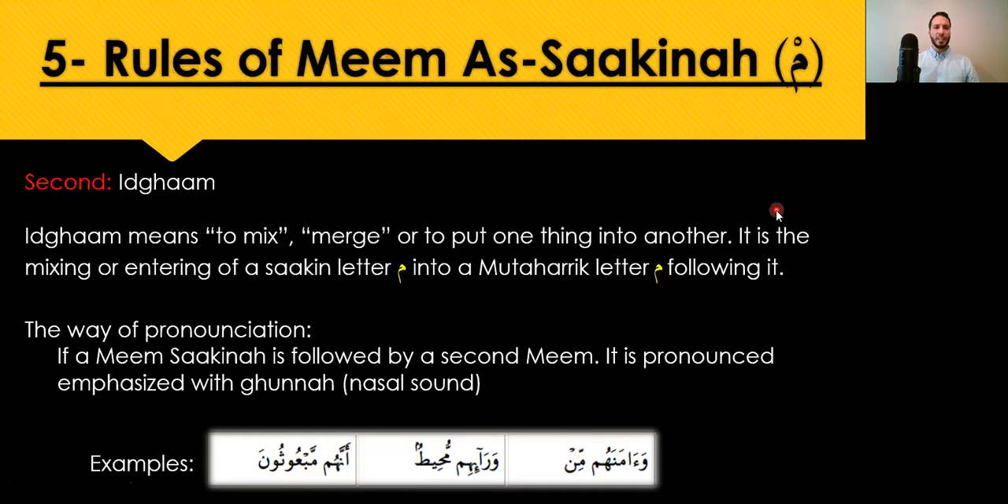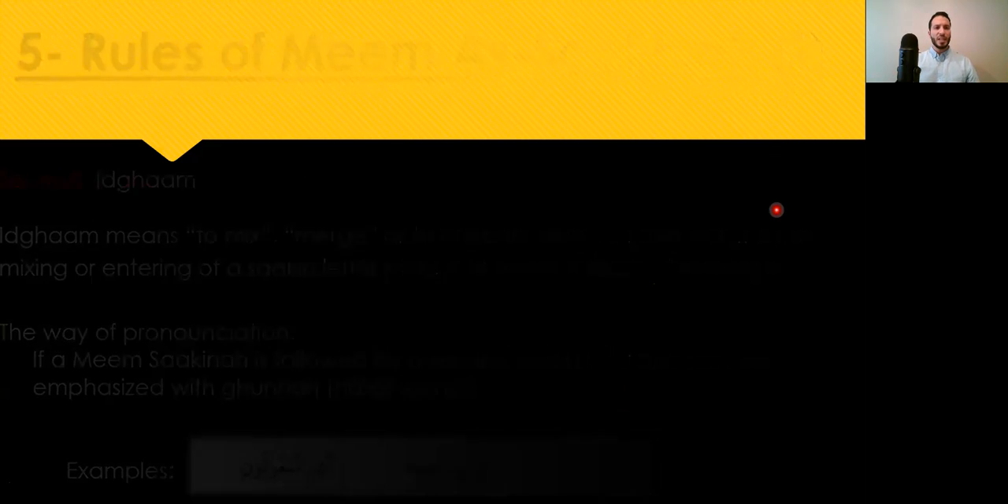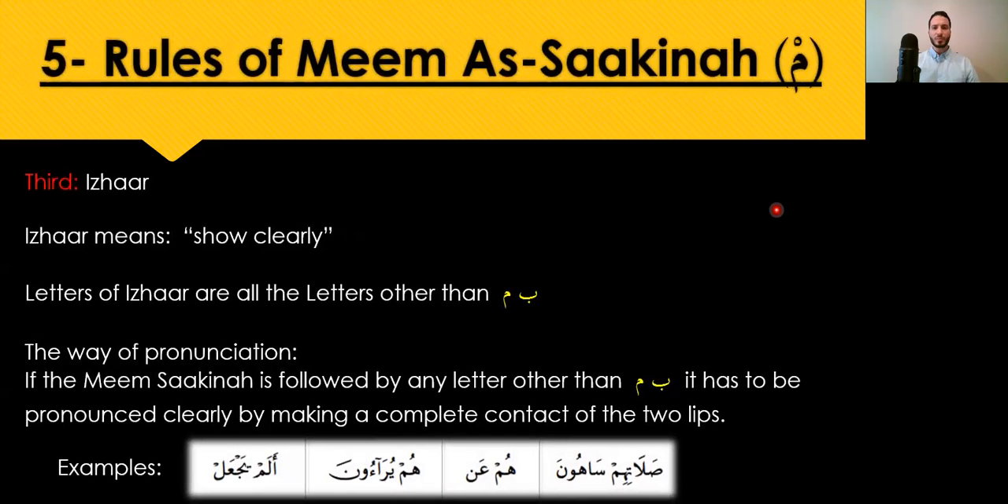Now, the third rule is izhar. So now izhar means you show it clearly, which means you just pronounce the meem the regular way you pronounce a meem. You just pronounce it, okay? And when do you pronounce it in a normal way? It's when you see the letter after it, and if it's not a ba or a meem, right? Because those are the two cases that we studied. If it's not a ba or a meem that is following it, then you show it clearly.